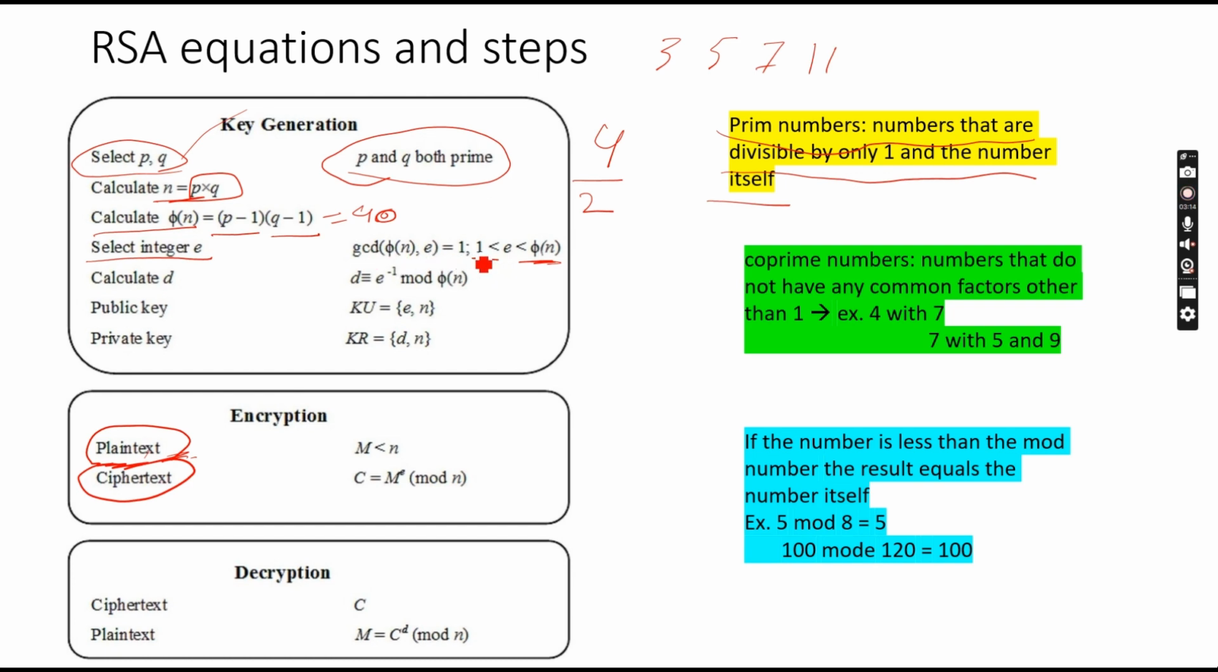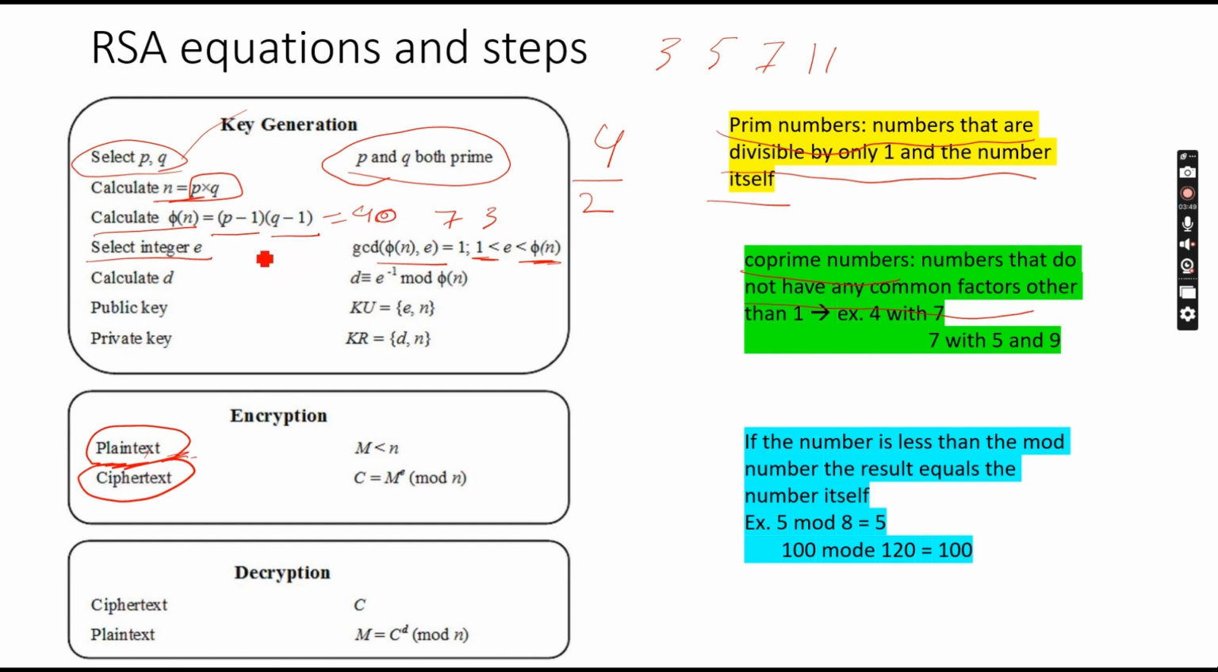The other rule is e and theta are co-prime numbers, and co-prime numbers means that they do not have any common factors. Okay, they do not have any common factors. So if theta equals 40, I can choose e 7 or 3, correct? Because 7 or 3 are co-prime with 40. There are no common factors between 7 or 3 and 40.